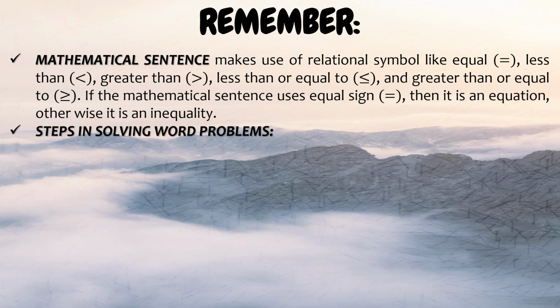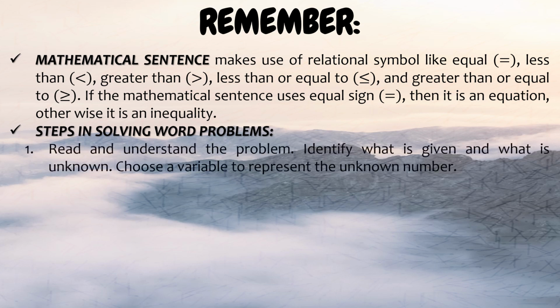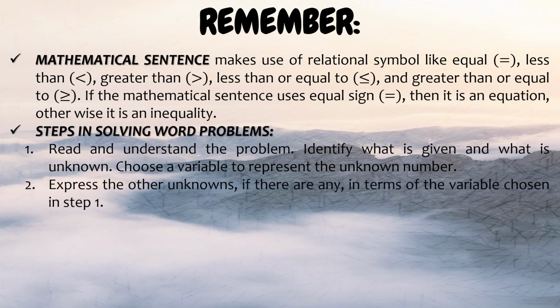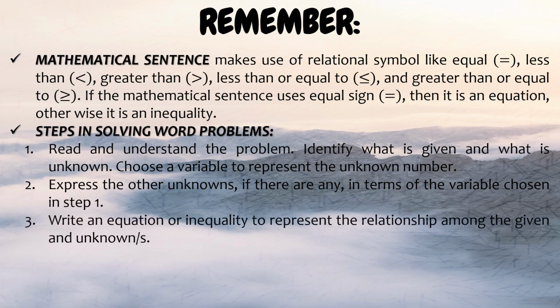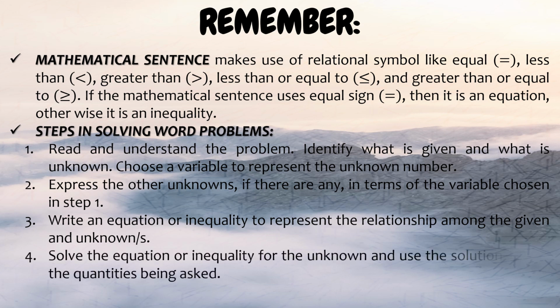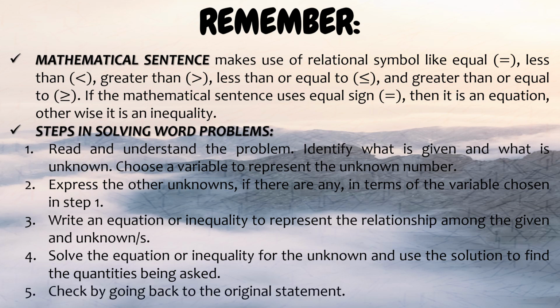Next are the steps in solving word problems. First is to read and understand the problem, identify what is given and what is unknown, choose a variable to represent the unknown number. Second step, express the other unknowns if there are any in terms of the variable chosen in step 1. Third, write an equation or inequality to represent the relationship among the given and unknowns. Fourth is to solve the equation or inequality for the unknown and use the solution to find the quantities being asked. And the last is to check by going back to the original statement.